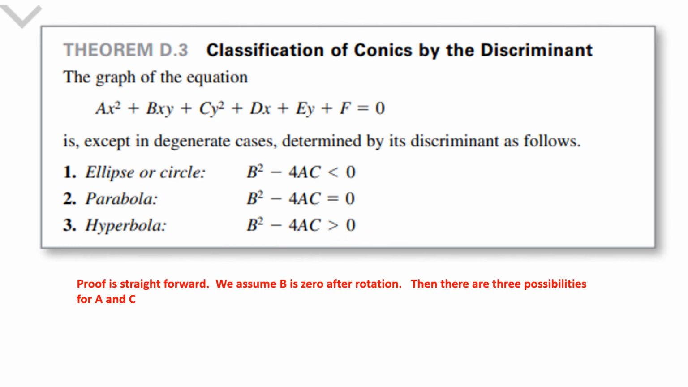So this theorem says that that graph, we have a test that is determined by the discriminant b squared minus 4ac. If b squared minus 4ac is negative, it is an ellipse or a circle. If b squared minus 4ac is equal to 0, it's a parabola. And if b squared minus 4ac is greater than 0, it is a hyperbola.